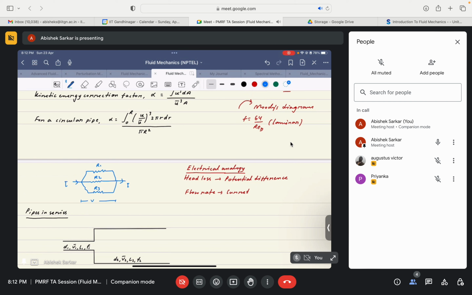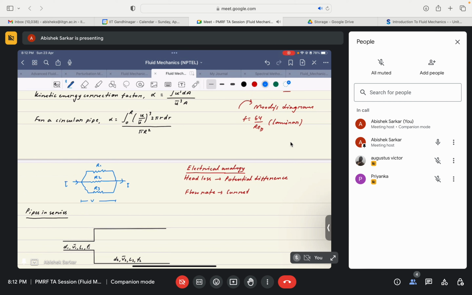Same, sir. So exactly similar to three resistances connected in series, for pipes connected in series the volume flow rate through all these pipes remains the same. Similarly, if we consider the head loss as potential difference, the net head loss between these two pipes would be the sum of the head loss through the individual pipes, right? Yes, sir. Similar to what we discussed about the potential difference for resistances connected in series.